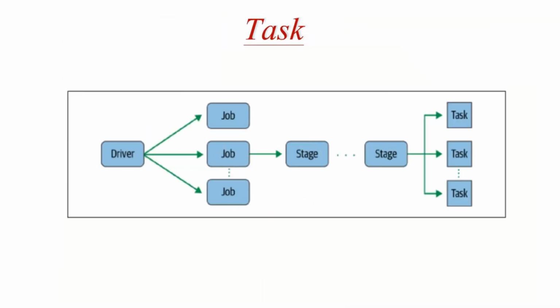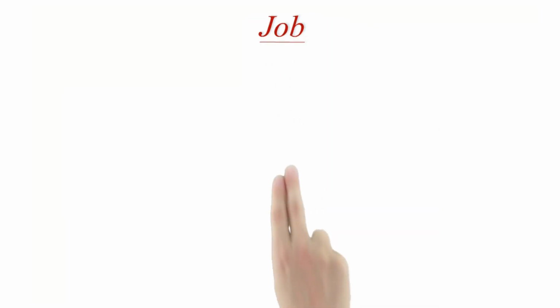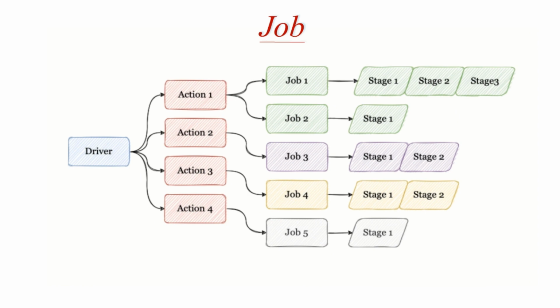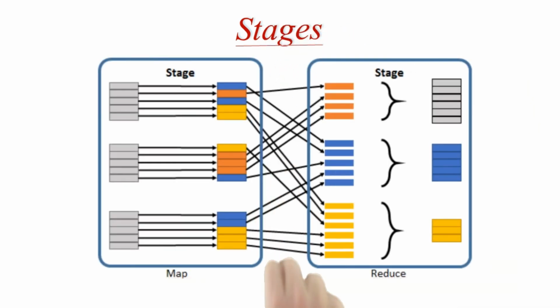Task. A task is a small unit of work in Spark. It's like a piece of a puzzle that, when combined with other tasks, completes a job. A job is a collection of tasks that need to be executed to accomplish a specific goal in your Spark application. It's like a big task broken into smaller pieces. Stages are the steps within a job. Think of them as different phases in your task execution, like preparing data, processing it, and saving results.